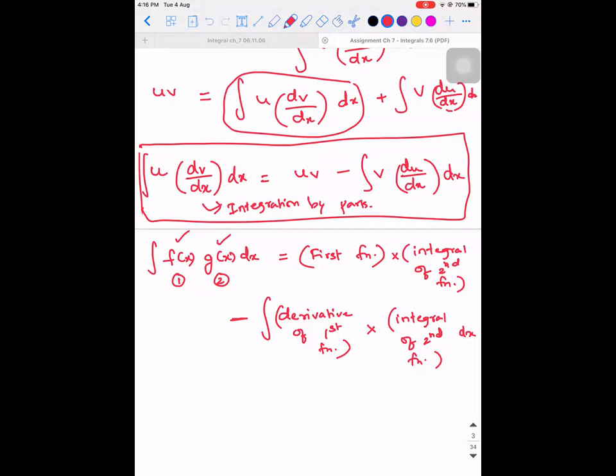So the integral of first function into second function is given like this. Make a note of it. You write the first function as it is into the integral of the second function, meaning you integrate the second function. Minus, you again put an integral symbol. Within that integral, you differentiate the first function and multiply it with the integral of the second function, and this product you integrate again.